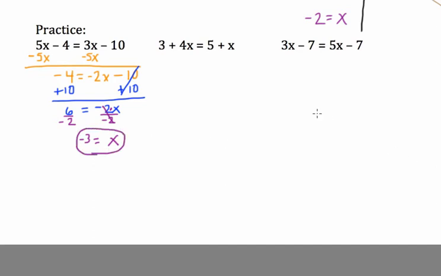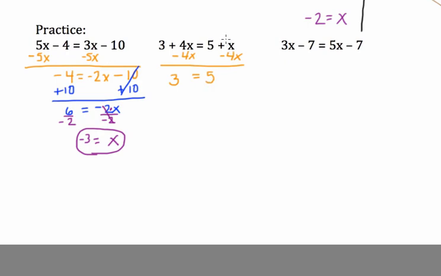Next problem. Both my expressions are already simplified, so now I can get all my x's on one side. I'm going to move them all over to the right side. Positive 4x and negative 4x add up to be 0, so that's gone.